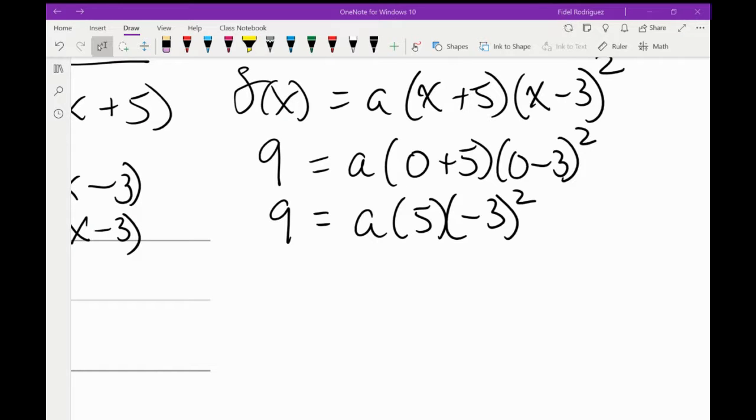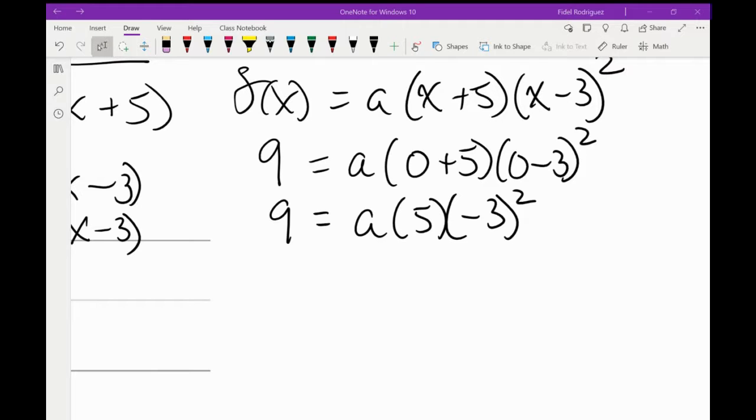In doing this 9 equals a, 5, and then -3 squared, y'all probably did this in maybe 8th or 9th grade. Some of you might have done it in 7th grade, but we had something called the order of operations. What would you do first? Would you do 5 times negative 3, or would you do negative 3 squared first? Anybody know? What would be the first step I need to do on that right side? Should I go 5 times negative 3 and then square it? Yeah, the square first.